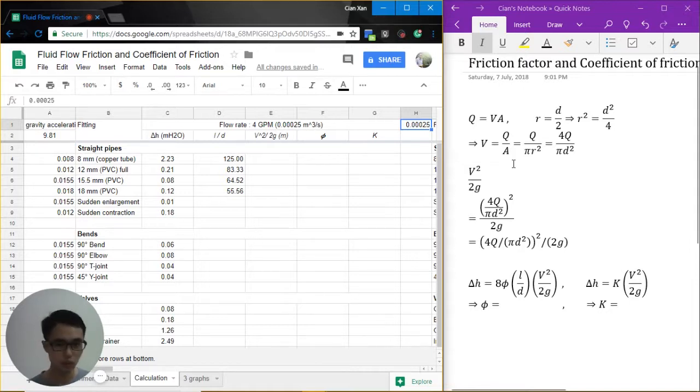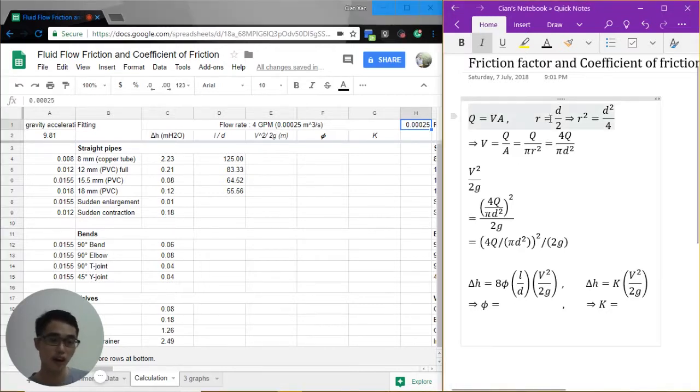R is not given to you, but D is given. You have to write R in terms of D. So you know that R is D over 2, so R squared is D squared over 4. So you can substitute this value into this R squared, and you will get 4Q over pi D squared. So right now you have found the formula to solve for V. Now you can take this formula and substitute it into V squared to form this equation: 4Q over pi D squared, all over 2g. It's a little bit hard to say aloud.